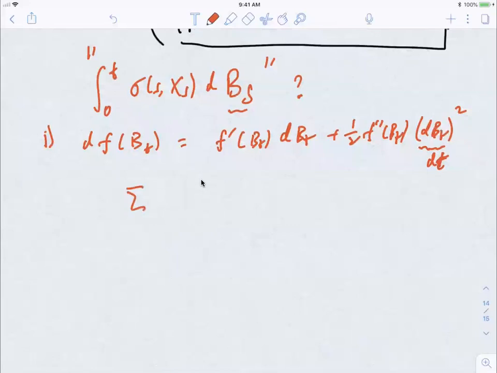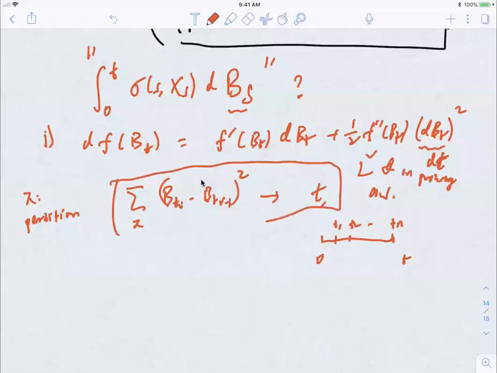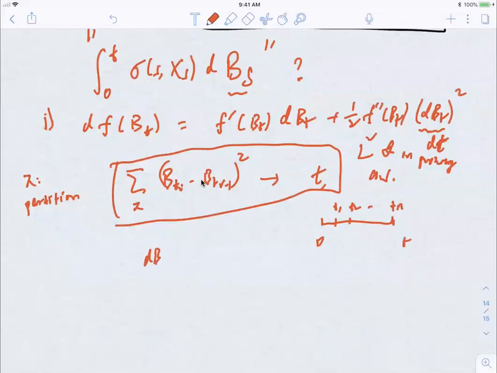Basically, from your previous homework, this is the sum of B_{t_i} minus B_{t_{i-1}}, squared, over the partition pi. Pi is a partition from 0 to t, with t1, t2, up to tn. If you let the partition be as small as possible, then you have convergence to t, in L2, in probability, and also almost surely. So this basically tells us that (dB_t)^2 is dt. This is just formal writing.